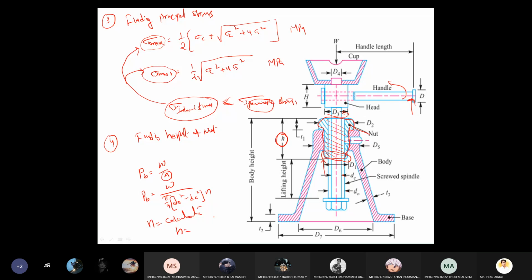Now the height of the nut is n number of threads into pitch. Pitch means the distance between one thread and the next successive thread. How many pitches are there? N number of pitches, that is n here. So that gives the height of the nut. This n is what we just calculated. So this is the fourth point. Now the fifth point.